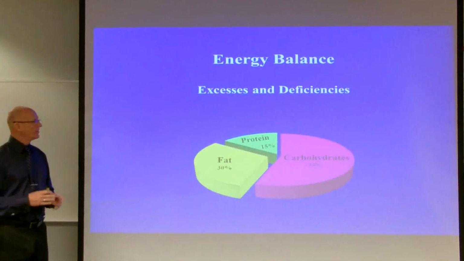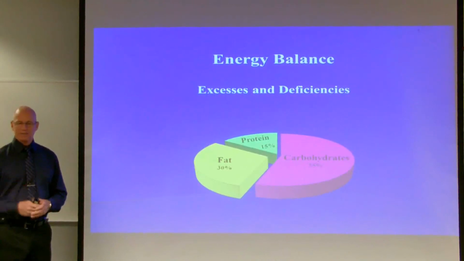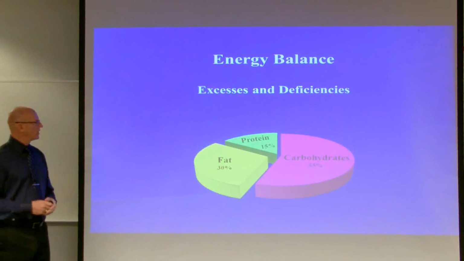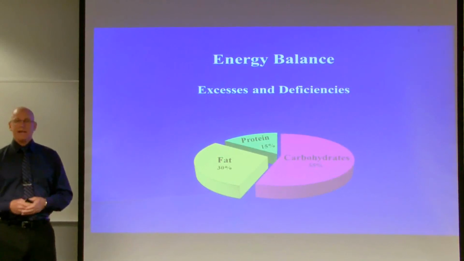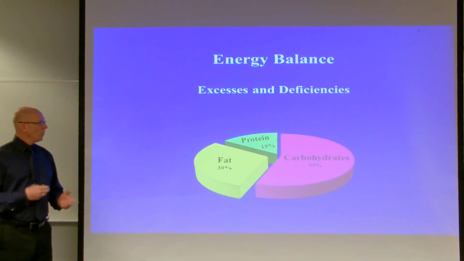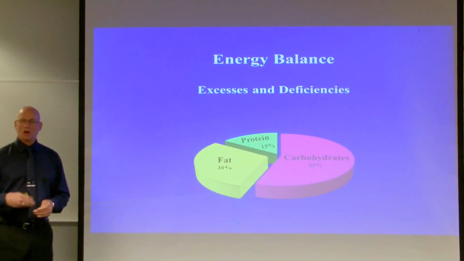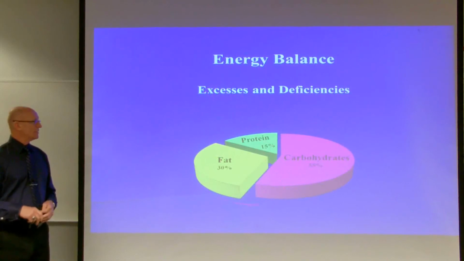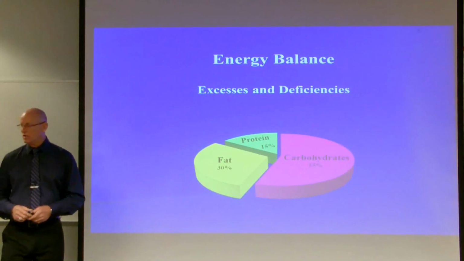Now, energy balance. I'm going to briefly go over energy balance here, but the next presentation will be more focused on energy balance and body composition. So here, energy balance, according to the U.S. dietary guidelines, we're going to use 55% carbohydrates, 15% protein, 30% fat. And if you want to eat more protein and less carbohydrates, you're going to start altering your metabolism, the way your body functions. And then also you can have excesses. You can eat too many of all of these and not eat enough of these. So we're going to look at excesses and deficiencies in the energy balance here.